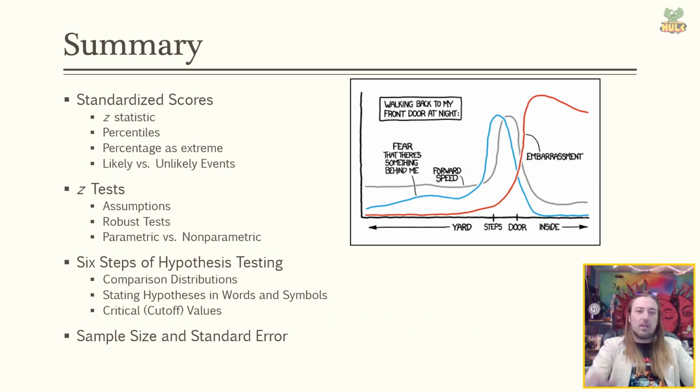Okay, so that's the summary, right? That's it. We did z-scores, z-statistics, percentiles. We went into the percentage as extreme or in the tails, really talking about likely and unlikely events. Introduced the z-test, talked about the assumptions of tests and how they're basically robust tests that can stand true even when you bend and almost break the assumptions. But when you do break them, we no longer can run these parametric tests. Parametric because they assume something about the population. And then we run these non-parametric tests that we'll introduce later in the semester.